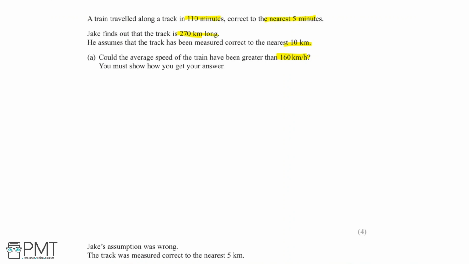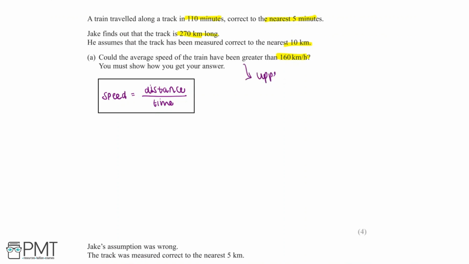Now the first thing that we need to know is that the average speed is equal to the distance divided by time. Since we're asked whether or not the average speed of the train could have been greater than 160 km per hour, we need to find the upper bound of the speed and see if the upper bound is more or less than 160. Since speed is equal to distance over time, we're working with division. To find the upper bound for division, we do the upper bound of the numerator divided by the lower bound of the denominator, in order to get the greatest value of speed.